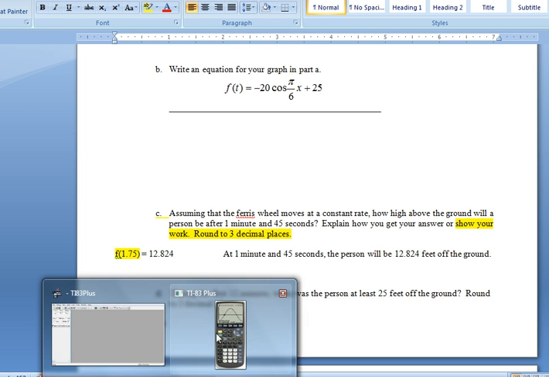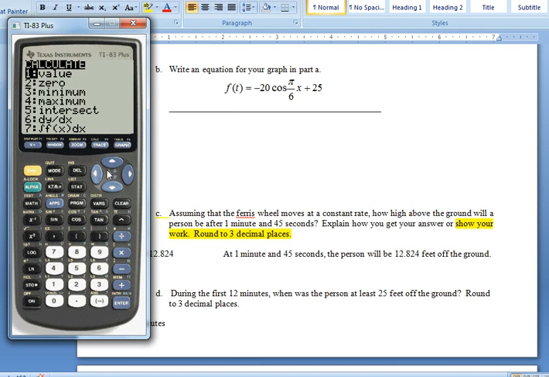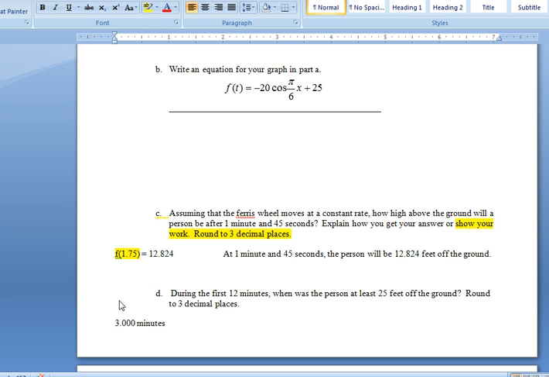The second one, you do the same thing, second calc, number 5, enter, enter. But now you have to go to the second intersection that you're looking for. And you can guess a value. You can type in whatever you think it might be, 10 maybe. And I'm going to come over here, and I'm going to press enter. And it says 9. So what that means is 3 minutes and 9 minutes.